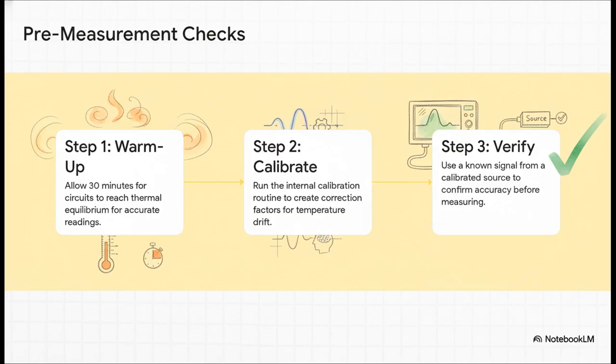Second, run the internal calibration. Pretty much every modern analyzer has a button for this. It just lets the machine adjust itself for the current temperature. And third, before you test your unknown signal, test a known one. Hook up a signal source that you know is accurate and just double-check that the analyzer is reading it correctly. It's a simple sanity check that will save you a world of headaches.